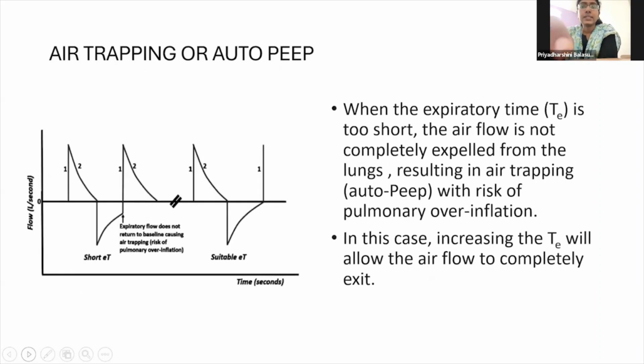So in this scalar, the expiratory flow curve does not touch the baseline before the beginning of the next breath. This means TE is too short, so air is not completely expelled from the lungs, resulting in gas trapping, which is auto-PEEP, which increases the risk of pulmonary hyperinflation. In this case, increasing the TE will allow the airflow to completely exit from the lungs.